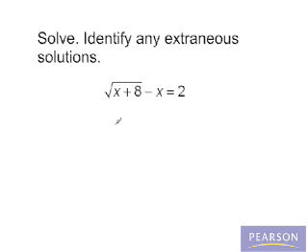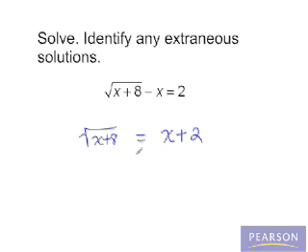Solve, identify any extraneous solutions. We are given the square root of x plus 8 minus x equals 2. We're going to go ahead and get this radical isolated by adding x to both sides, giving us the square root of x plus 8 equals x plus 2, adding x to both sides.